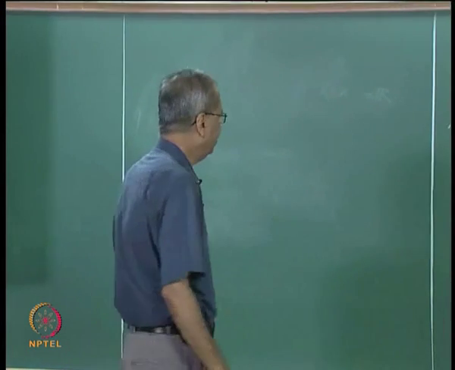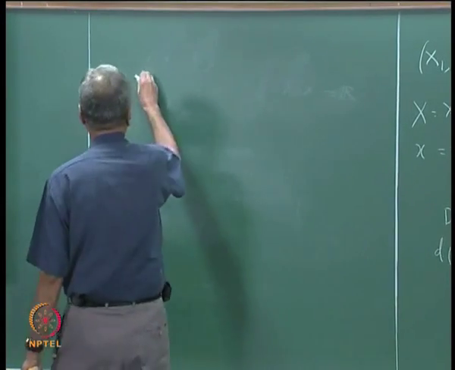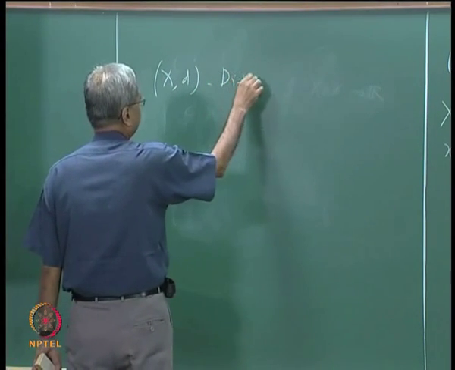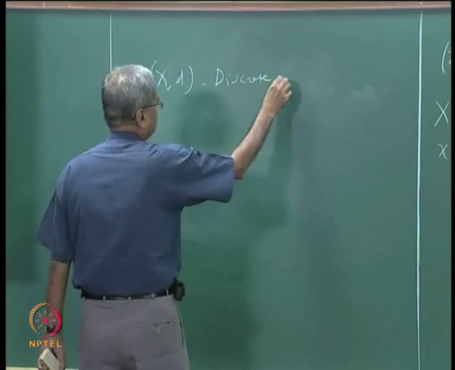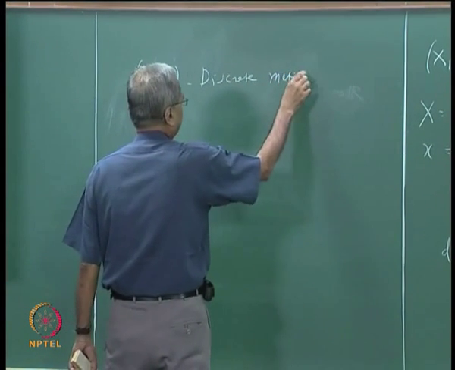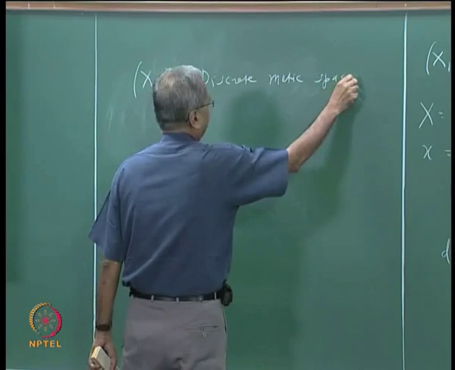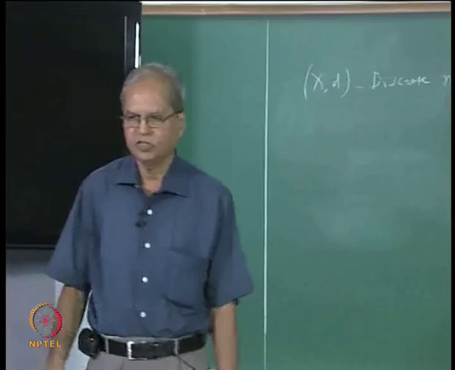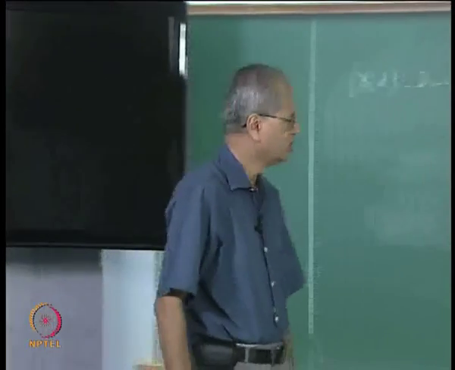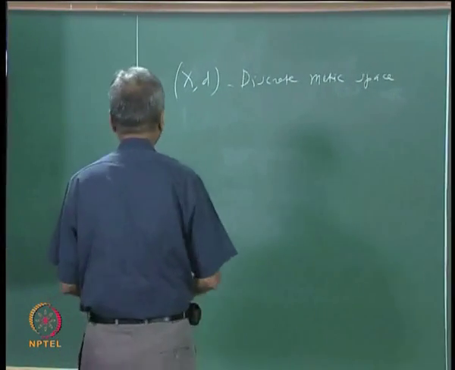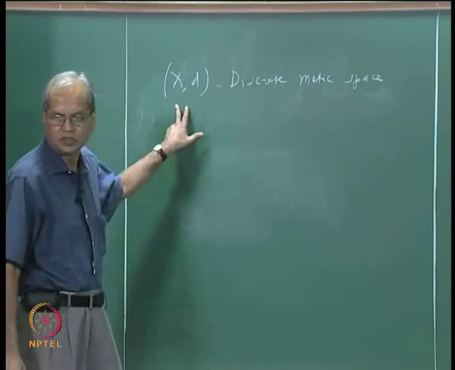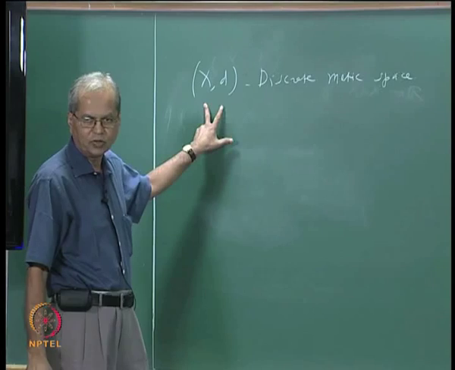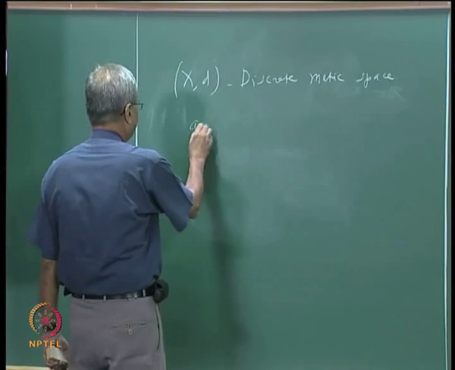Let us begin with the simplest case, namely suppose X is a discrete metric space. As I say, a discrete metric space is a metric space whose main use is to understand the concepts. What is the distance here? The distance between x and y is 1 if x is different from y, and 0 if x is equal to y. So suppose now I take any a in X.